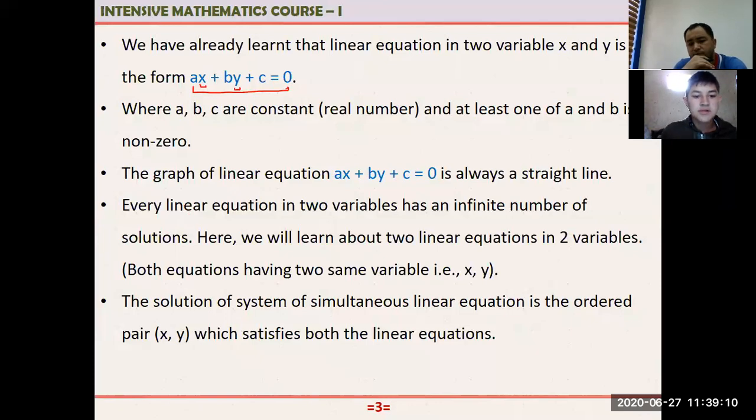The graph of linear equation ax plus by plus c is equal to 0 is always a straight line. So here we have an equation, right? Every equation has a graph. Here it's saying that the graph of a linear equation is always a straight line. I'm going to draw the graph of this equation, just one example for a linear equation.